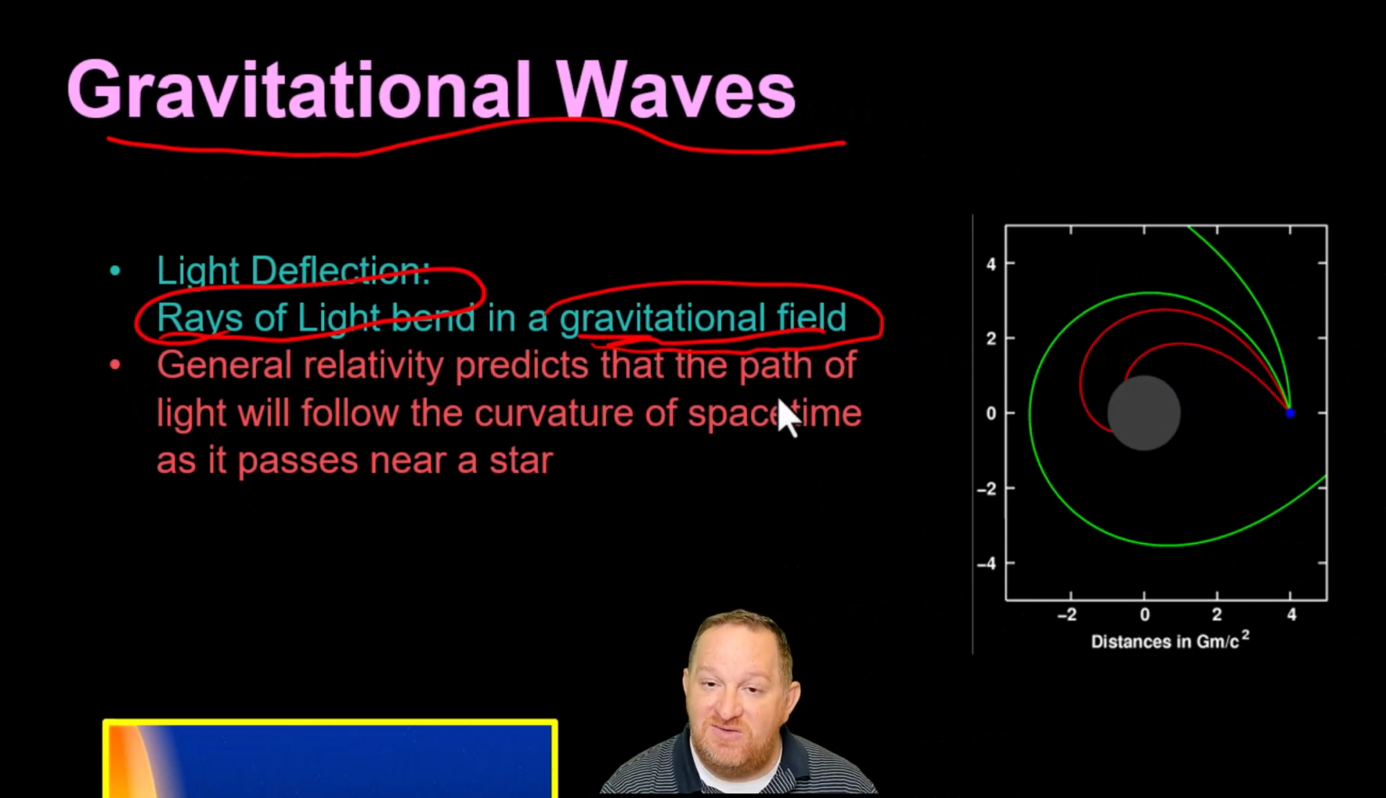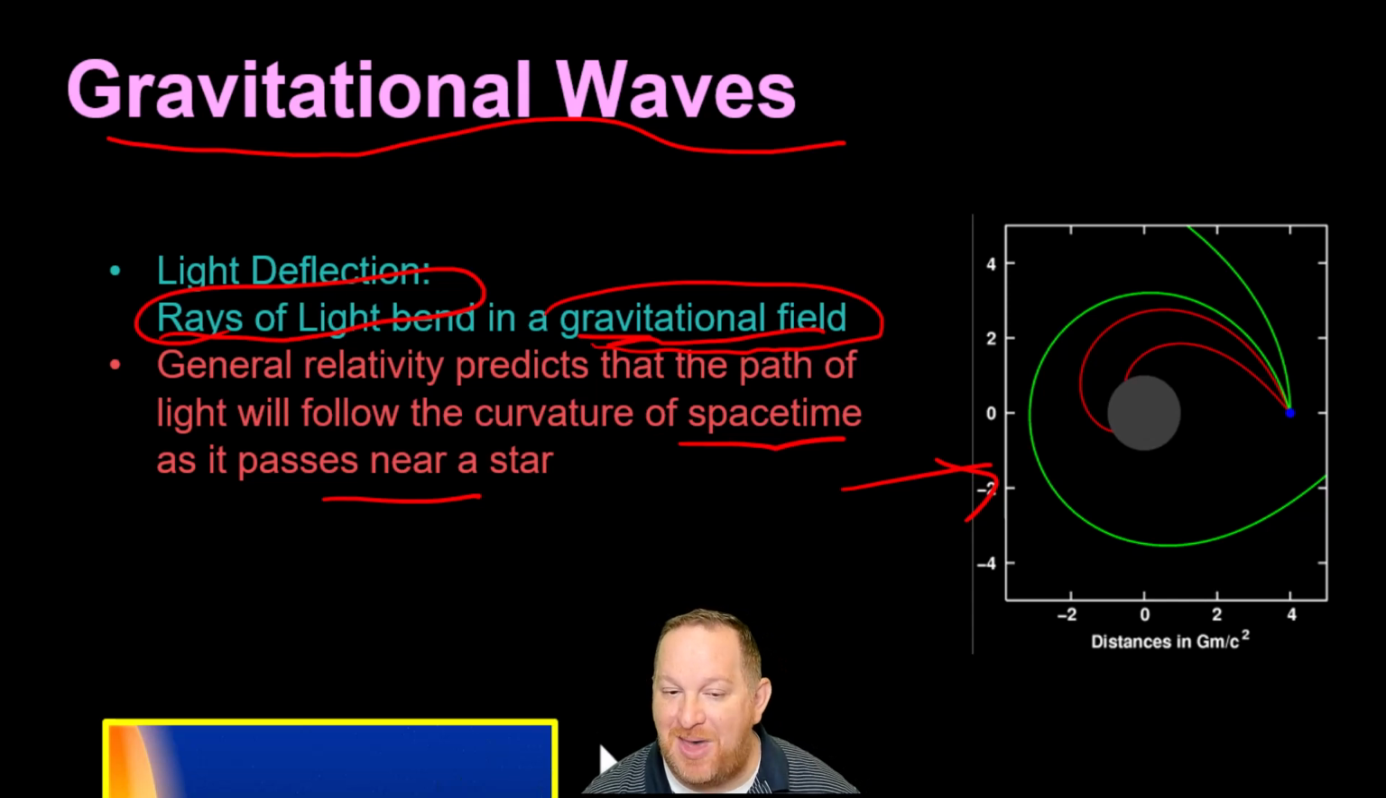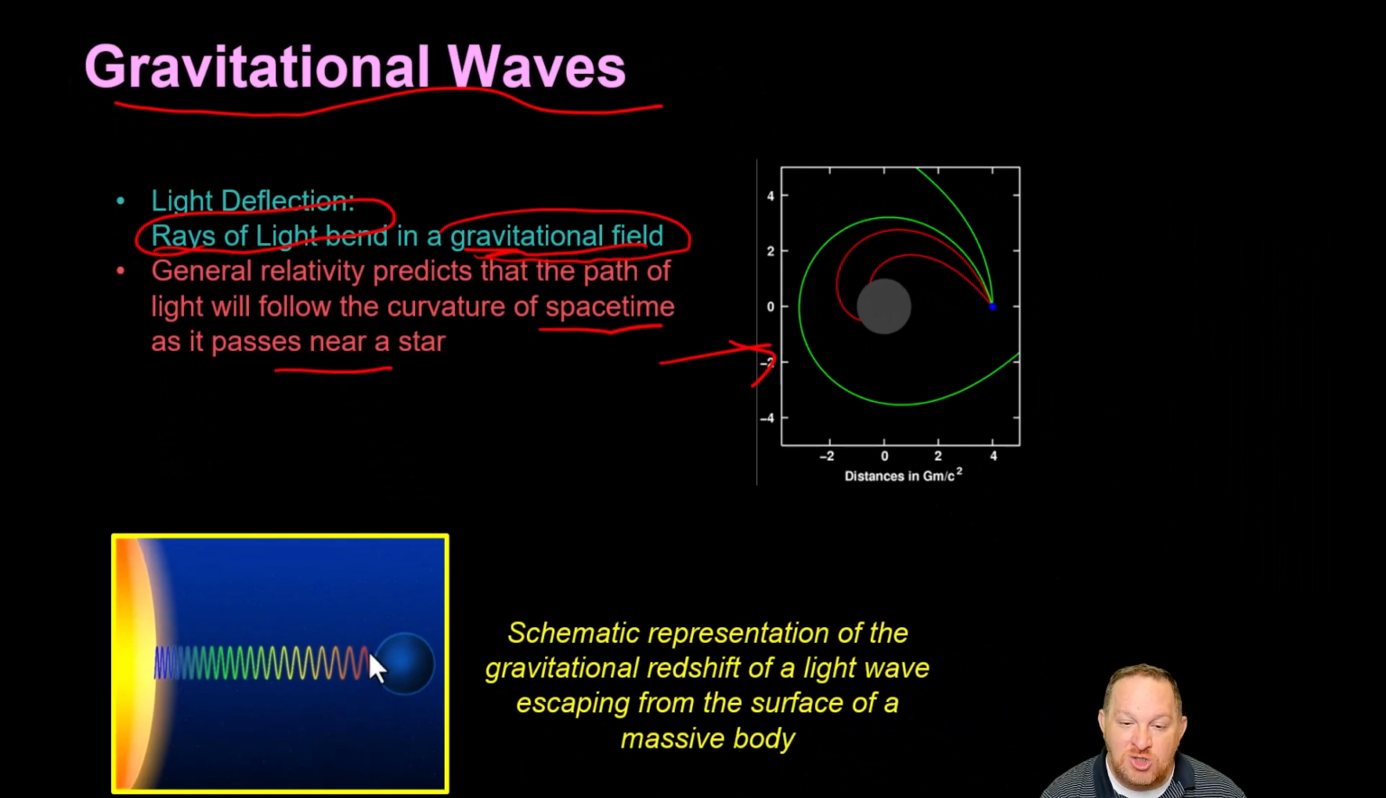General relativity is going to predict the path that light will follow, and it will follow the curvature of space-time as it passes near a star. Well, what does this mean? What this actually means is that astrophysicists, people studying space, can use this knowledge and can measure the shift in the light waves because of gravity and predict some things. In fact, you may have heard a lot about the measurement of redshift or redshift dilation.